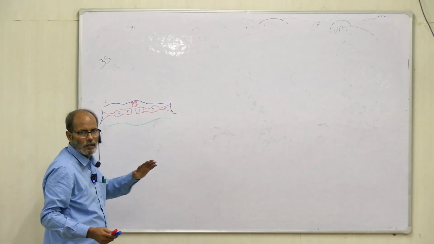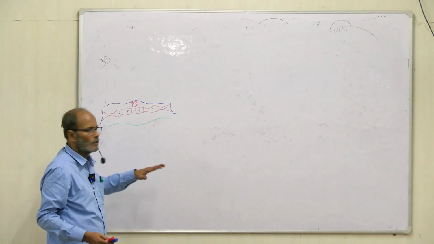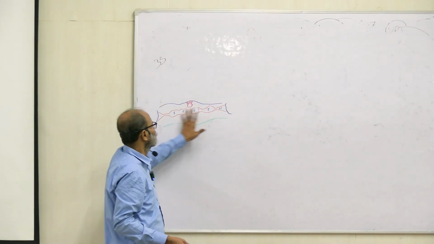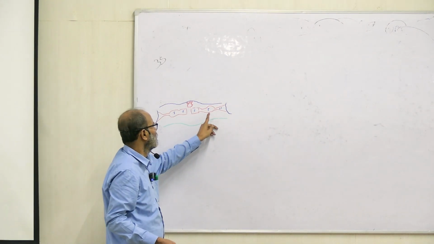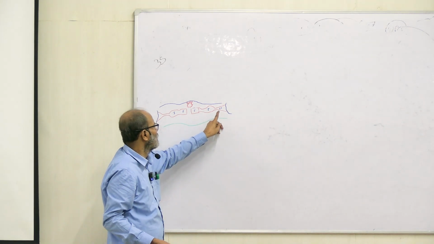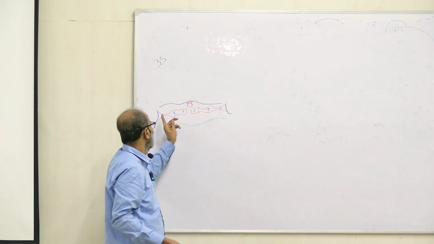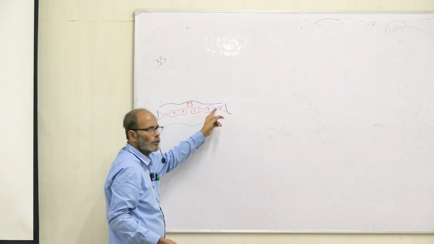This is the basic structure of the trilaminar germ disc. This is the surface ectoderm, this is the mesoderm, there is the paraxial mesoderm, intermediate cell mass, and the lateral plate mesoderm. And this is the endoderm.